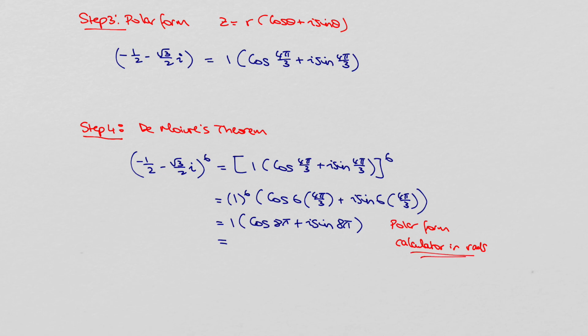So if we put cos 8 pi into our calculator, we get 1. If we put sine 8 pi into our calculator, we get 0. So in other words, if I take minus a half minus root 3 over 2 i, and I multiply it by itself 6 times, I end up with 1 plus 0i.